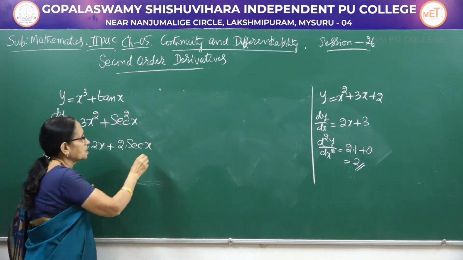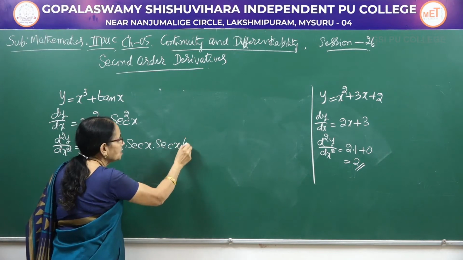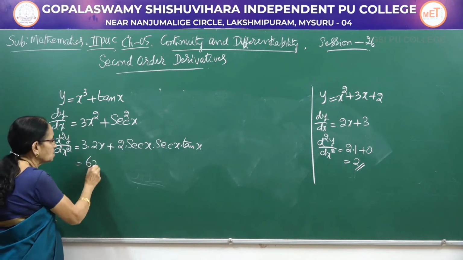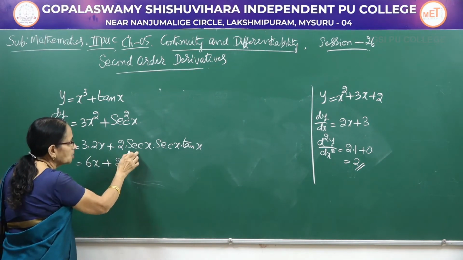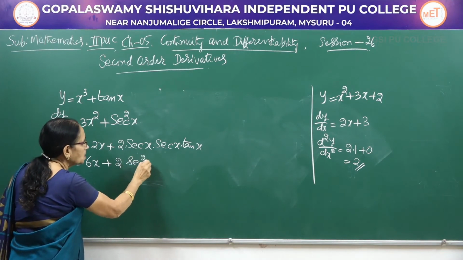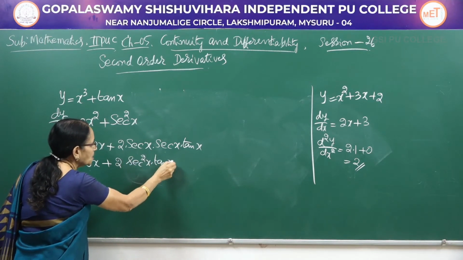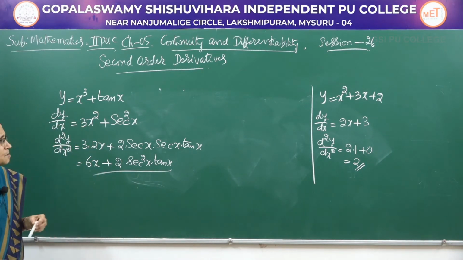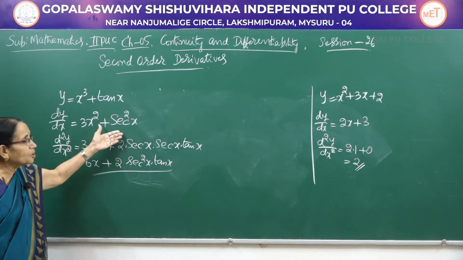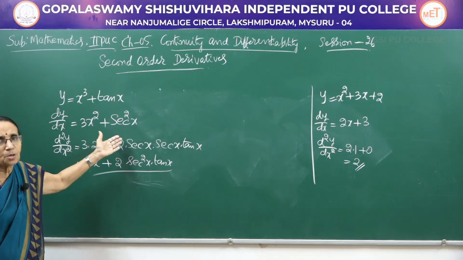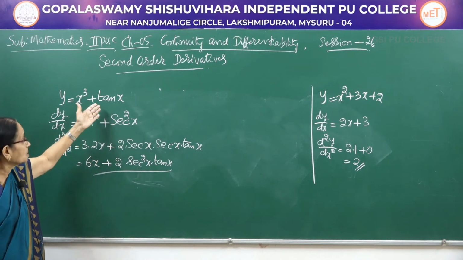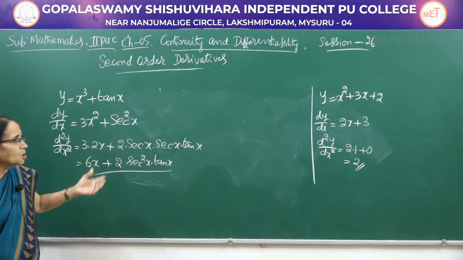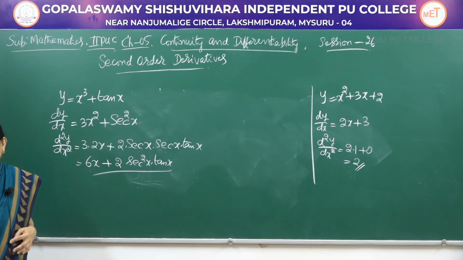What's the derivative of secant x? It is again secant x into tan x. So what's the second derivative? 3 twos are 6x, 2 into secant, that is secant square x into tan x. So this is how we have to find it out. If the function is simple, sometimes in the second step also we get a simple function. Suppose you get a composite function here, it depends upon how the function is given to us. Then you may have to apply the chain rule to get the derivative of the composite function.